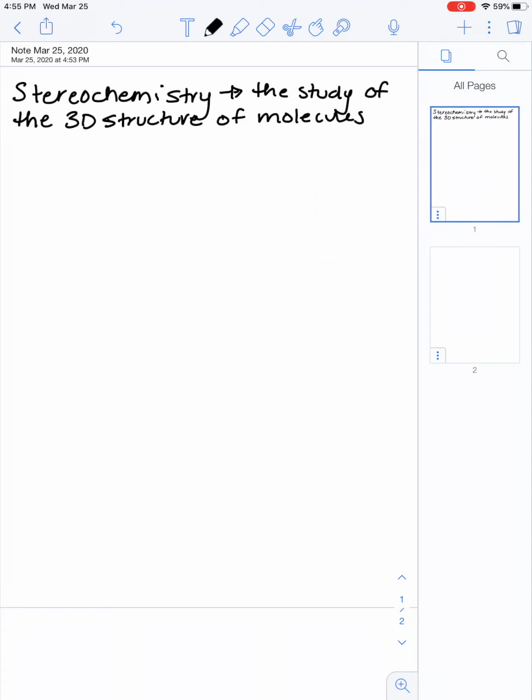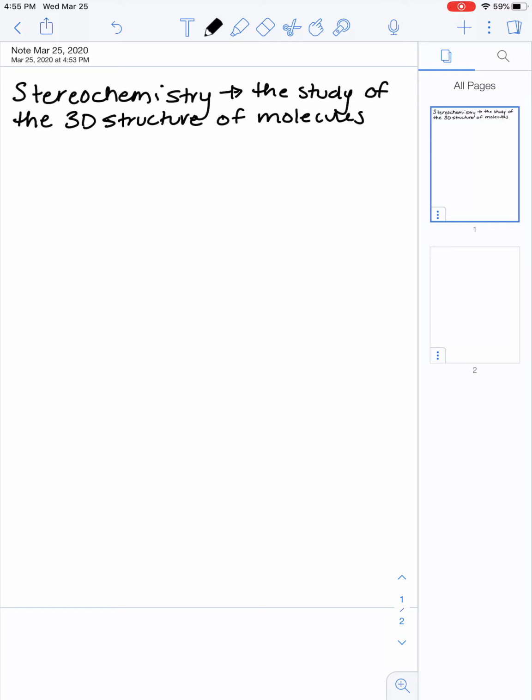Hi everyone, we're going to get started on chapter 5 dealing with stereochemistry. Stereochemistry is what you will really be dealing with when you're working on the lab this week also. Stereochemistry is the study of the 3D structure of molecules.